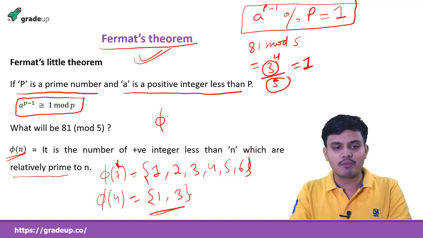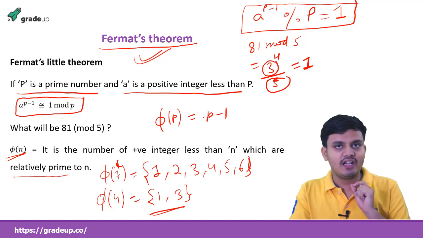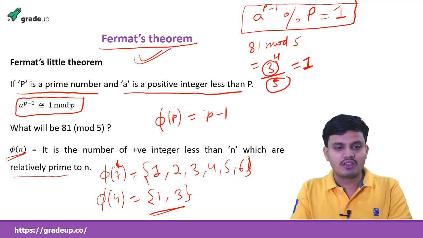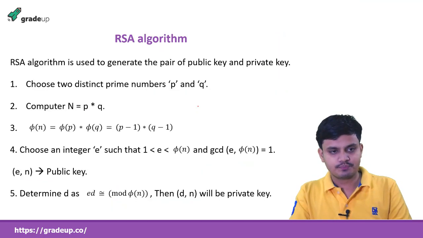So for any prime number p, phi of p will be p minus 1, because it is divisible by itself and 1 only. That is why, if p is a prime number, then the number of positive integers less than p and relatively prime to p will be p minus 1. So remember that, because we are going to use it in the RSA algorithm.